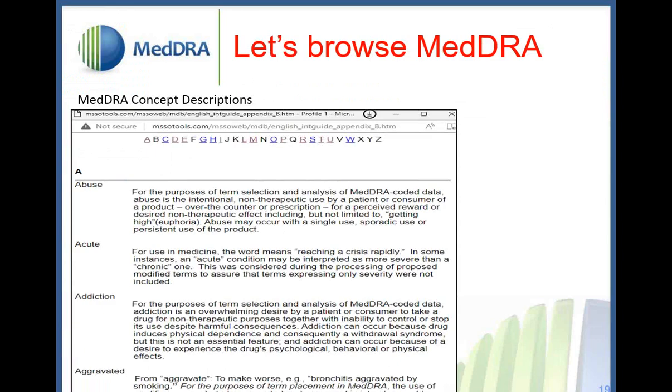Okay, we'll give everyone a few seconds. And then I'm going to bring up another reference that the MedDRA browser houses that can be quite useful for you in approaching this particular exercise.